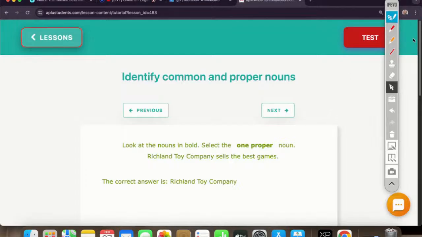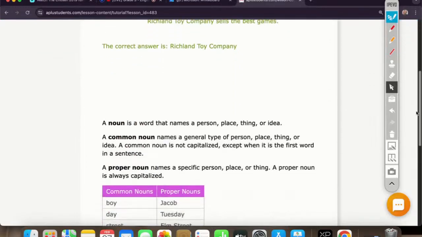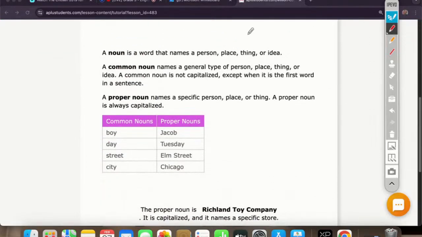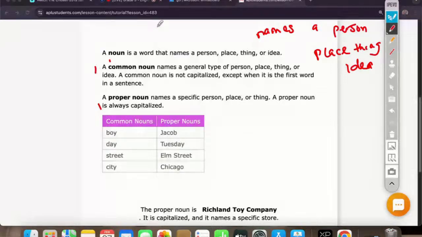Alright, so we have identify common and proper nouns. A noun is a word that names what? A person, place, thing, and also idea. So these are what the noun names. Under noun we have common and proper noun. The common noun names a general type of person, place, or thing.